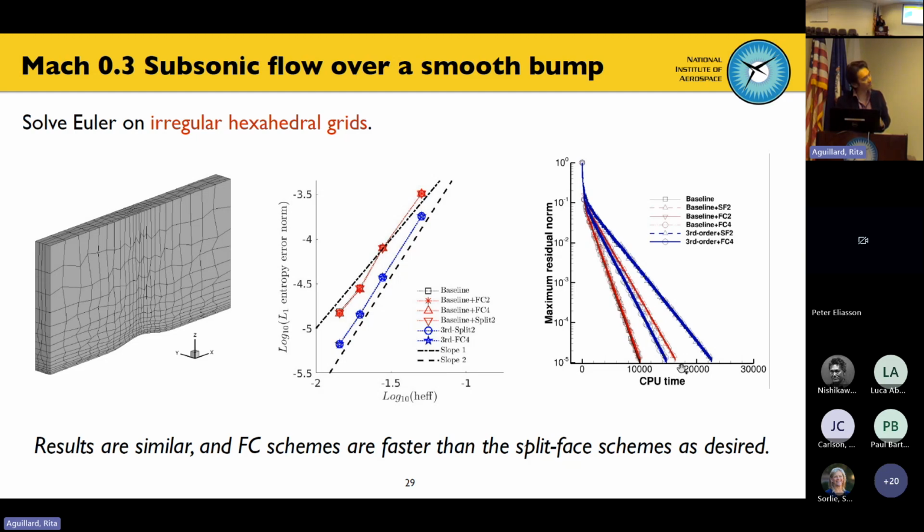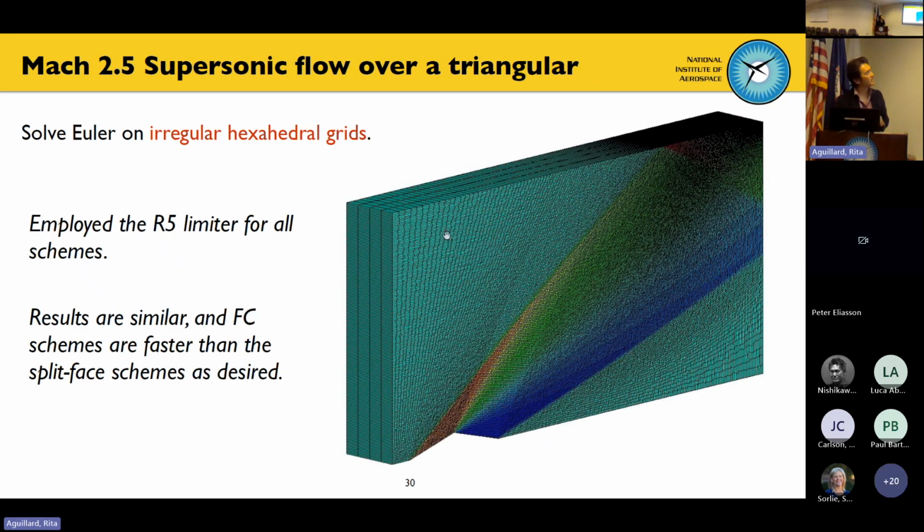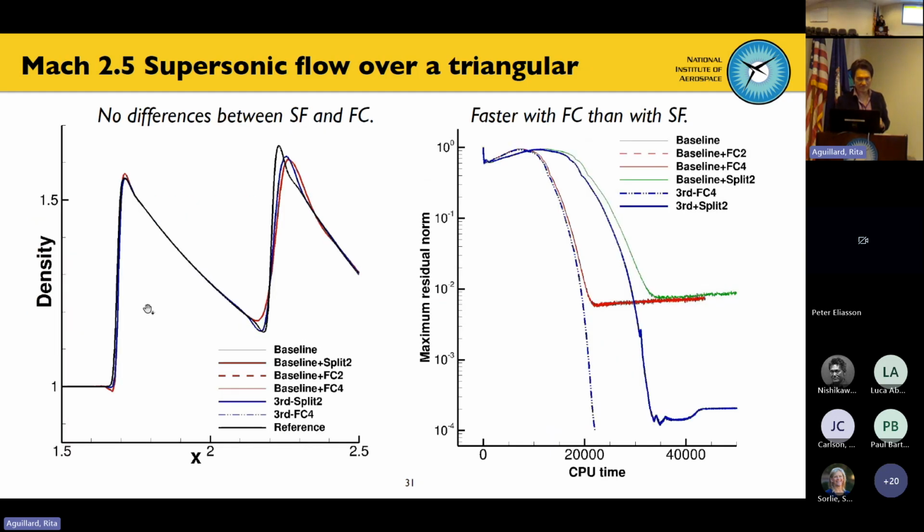This is a 2nd order split phase scheme, and all other schemes are here. It's faster. And then we tested this scheme for Mach 2.5 supersonic flow over a triangular bump on an irregular hexa mesh. And we employed this R5 limiter for all schemes, using the same limiter. This limiter is designed to preserve up to 5th order accuracy. And the results are actually similar. And the flux correction scheme is faster than split phase schemes, and they look like this.